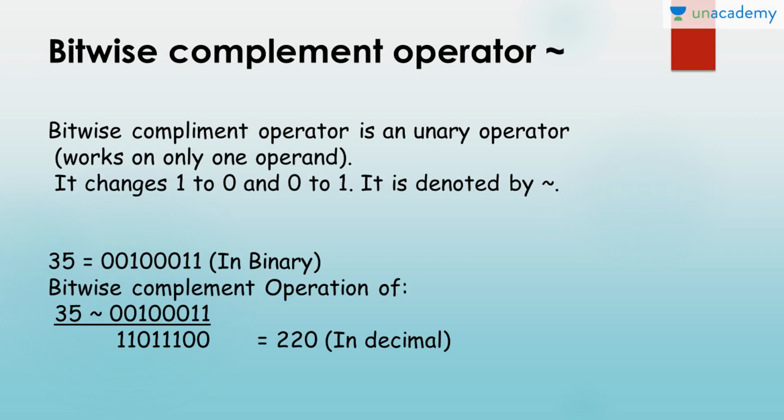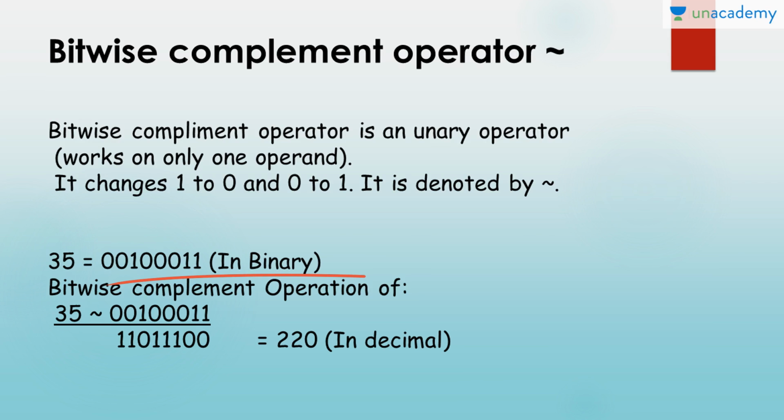Now, the bitwise complement operator. The bitwise complement operator is a unary operator. Unary operator means that it works on only one operand. This changes 1 to 0 and 0 to 1. It is denoted by this symbol. So now we will consider an example for the number 35. This is the representation of 35 in binary form. So as we said here, 1 to 0, 0 to 1, this is how it works in the complement operation.